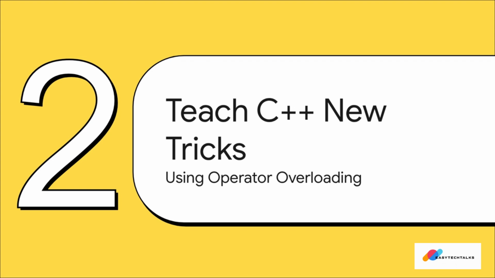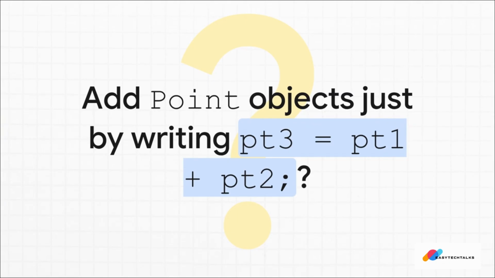Now that we can manage our data like a pro, how do we interact with it in a more natural way? This is where we get to teach C++ some cool new tricks with a feature called operator overloading. Just imagine for a second, you've built a simple class to represent a 2D point, right? It's got an X and a Y coordinate.